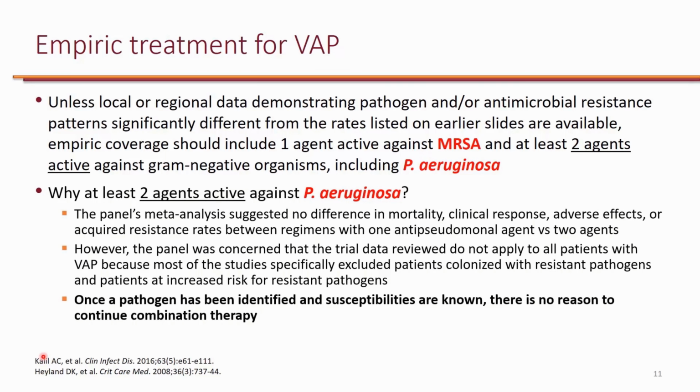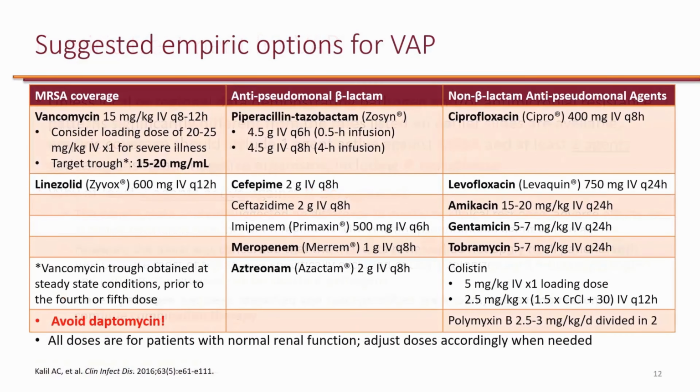And the reason the guideline recommends two agents active against Pseudomonas for empiric therapy is that in case one of the agents doesn't cover the Pseudomonas, the other one should cover it. And this is not for every patient. These are patients that are at risk of having multi-drug resistant Pseudomonas. And of course, once a pathogen has been identified and susceptibilities are known, there is no reason to continue combination therapy. Now, your MRSA coverage antibiotics are typically vancomycin and linezolid. It's important to not use daptomycin, so you should avoid daptomycin because it's inactivated by surfactant.